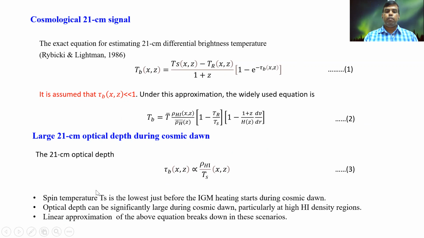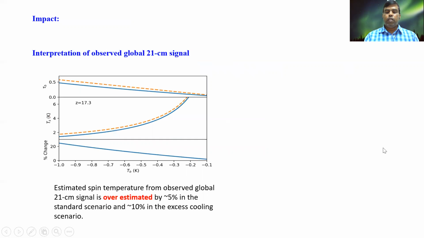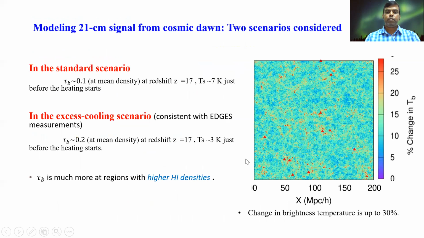During cosmic dawn, spin temperature is the lowest just before the heating starts. So the optical depth can be very large just before the heating starts, particularly at regions with higher H1 density. Then that above assumption may break down. So if we use the linearized equation to interpret the observed global signal, we found out that the estimated spin temperature can be overestimated by 5% in the standard scenarios and by 10% in the excess cooling scenarios.